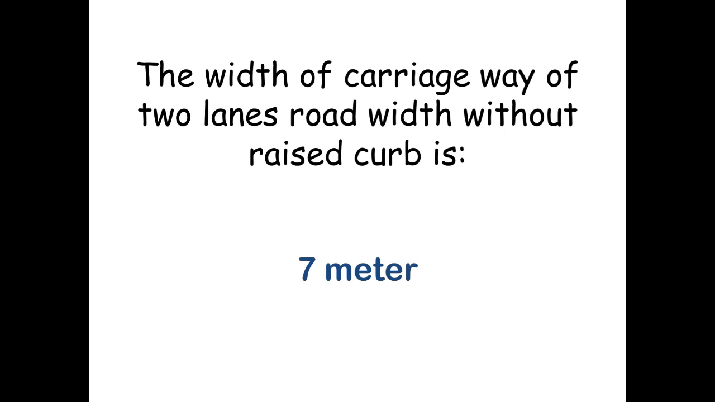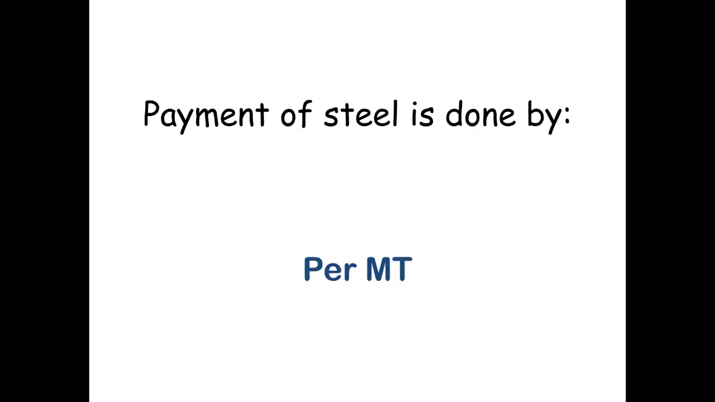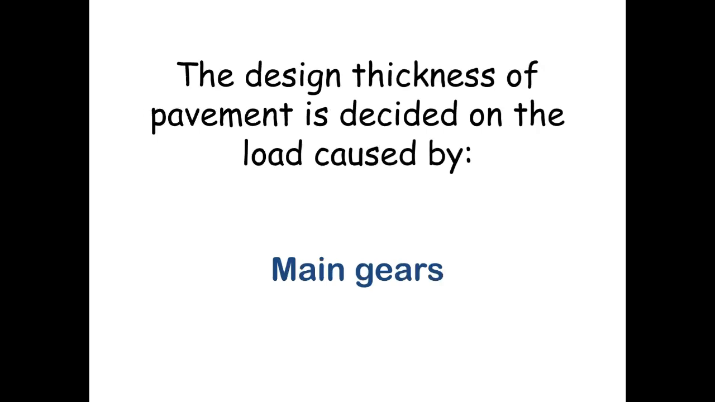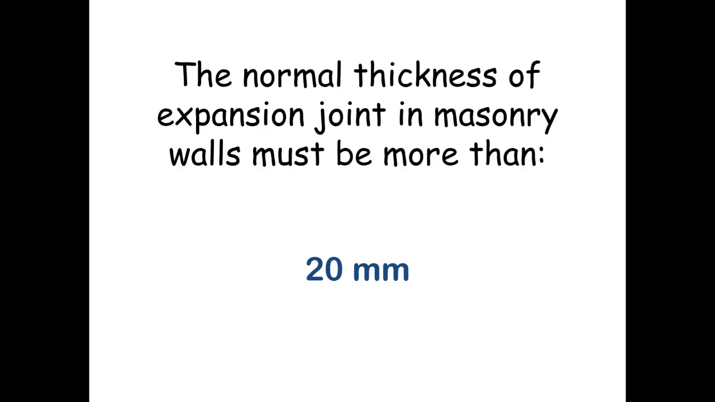The width of carriageway of 2-lanes road without raised curb is 7 meter. Minimum length of transition curve should be B square by R. Payment of steel is done by per metric ton. The design thickness of pavement is decided on the load caused by main gears. Runway is decided on the basis of nose gear. The normal thickness of expansion joint in masonry walls must be more than 20 mm.